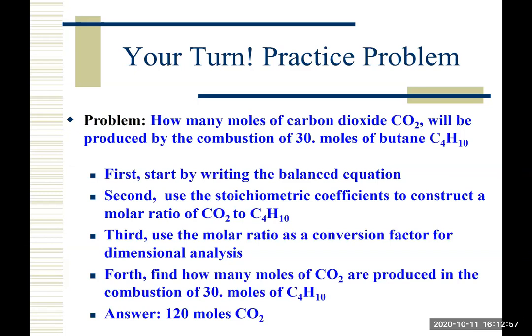So we start by writing the balanced reaction equation because we know that we're going from butane to carbon dioxide. That means we're going from component A to component B, or substance A to substance B. The only way we can get between one substance and another is to use stoichiometric coefficients. So we'll use the mole ratio from the balanced reaction equation and put it into a conversion factor that we can solve the dimensional analysis for. And the answer the publisher gets here is 120 moles of CO2.